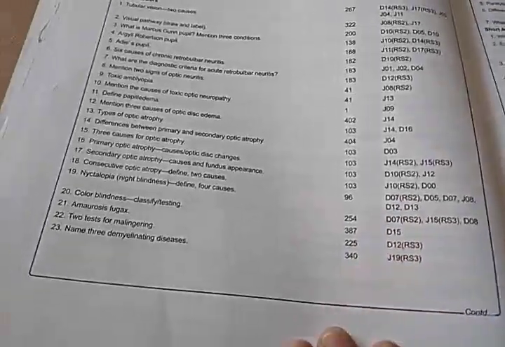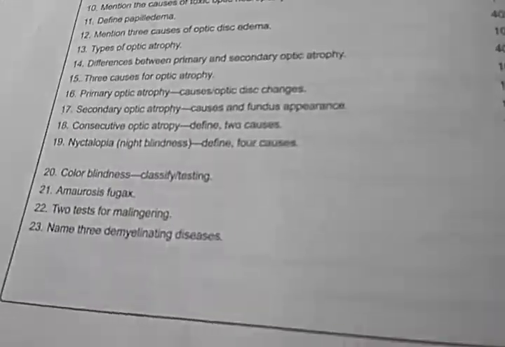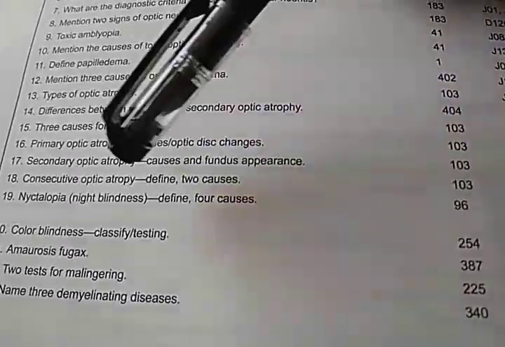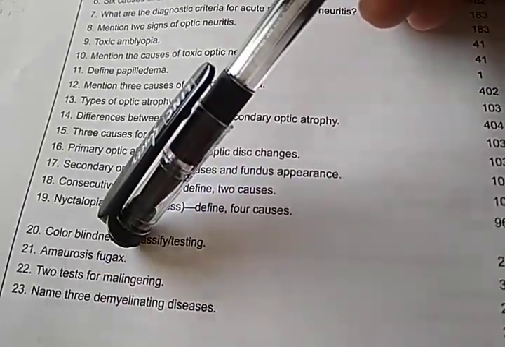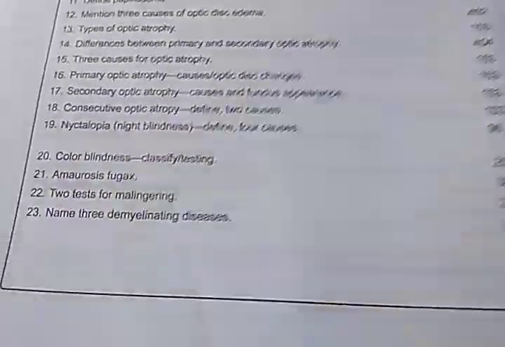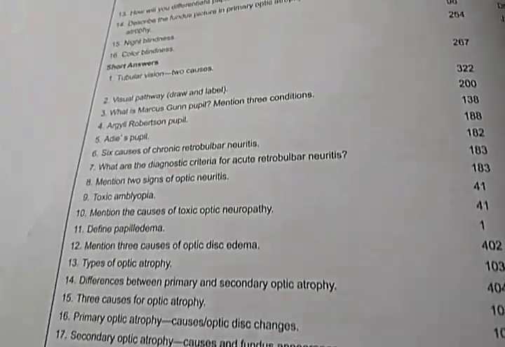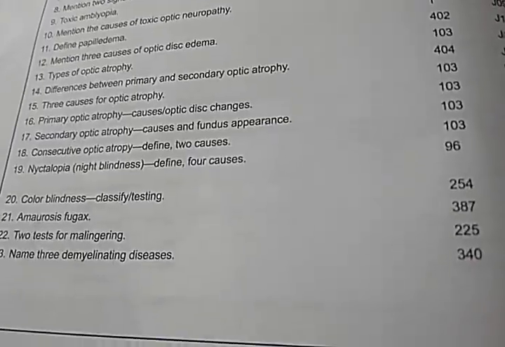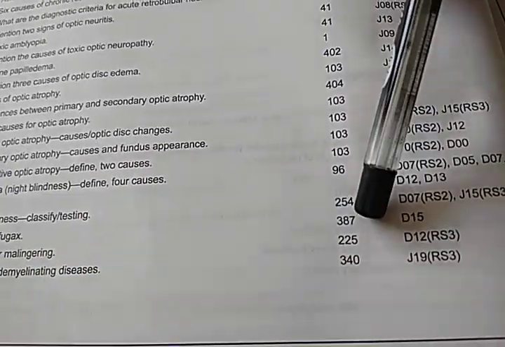Let us see some more short answers. Let us see, what is this? Amaurosis fugax. Which chapter is this, by the way? Amaurosis fugax. Neuro-ophthalmology. Let's look at the answer to this question. Amaurosis fugax. So this was asked for how many marks? Short answer. So for 3 marks they've asked this question. So 387.